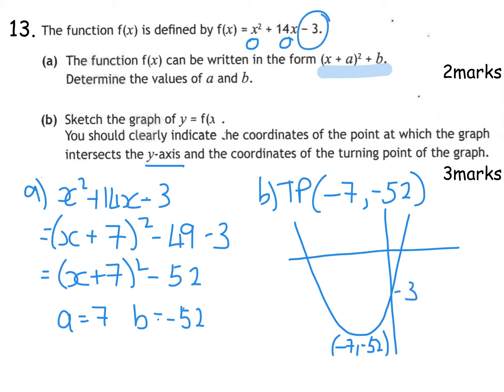Now it's not drawn to scale, but my y-intercept is in a negative position. My turning point is in a negative position. So that would be perfectly acceptable for your 3 marks. Now your 3 marks for this one would be for the shape, knowing the turning point and putting it on your shape, and then for getting the minus 3.